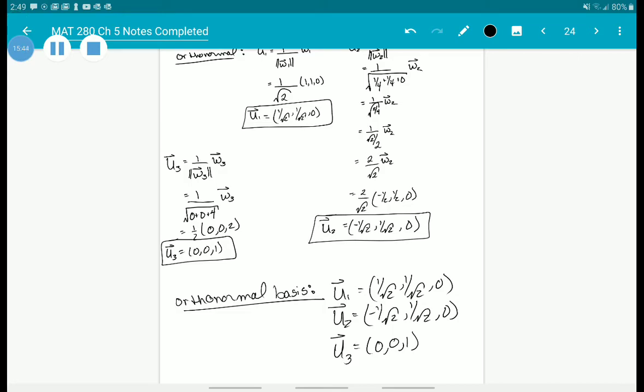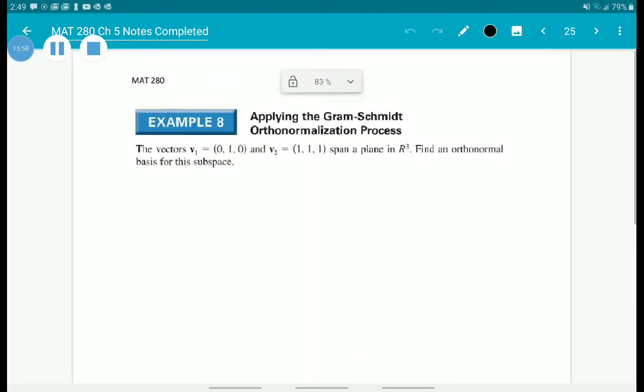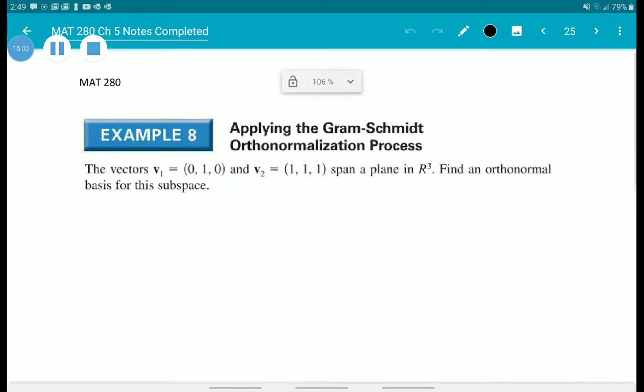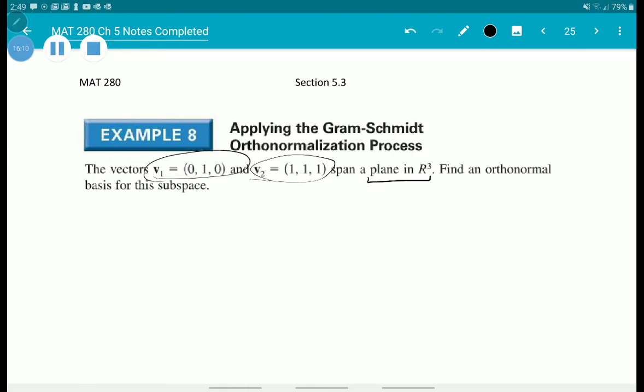So what's interesting about Gram-Schmidt's orthonormalization process is that we can apply it with any definition of an inner product for any basis set. So it doesn't have to span all of R3. It can just span something like a plane in R3. So let's look at example 8. We have two vectors. It spans a plane in R3. So we only have to have two vectors here to do that.